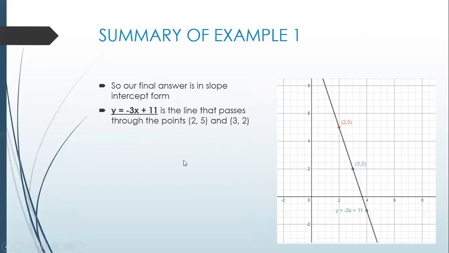Right? So if we go back to the graph that we were looking at with 2, 5, and 3, 2, well, we say, what's the graph of this line? Well, the points were 2, 5, and 3, 2, and the equation of that line is y equals negative 3x plus 11, which we have right here as well.